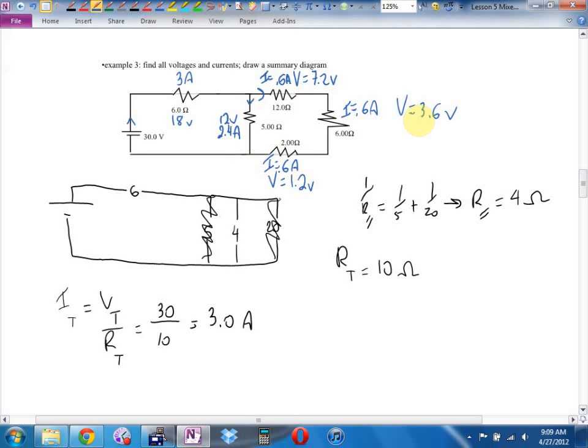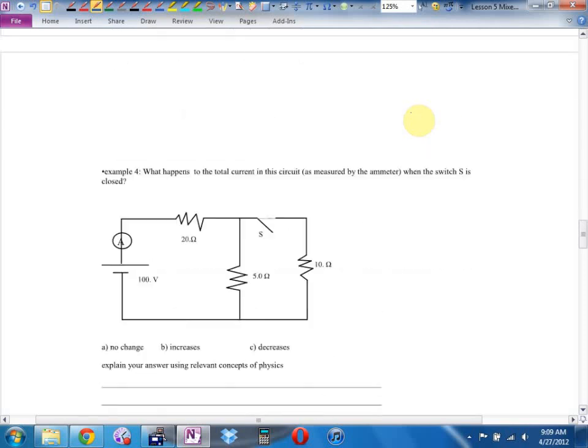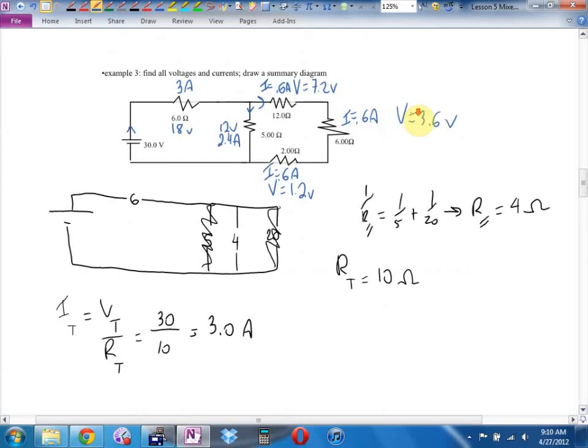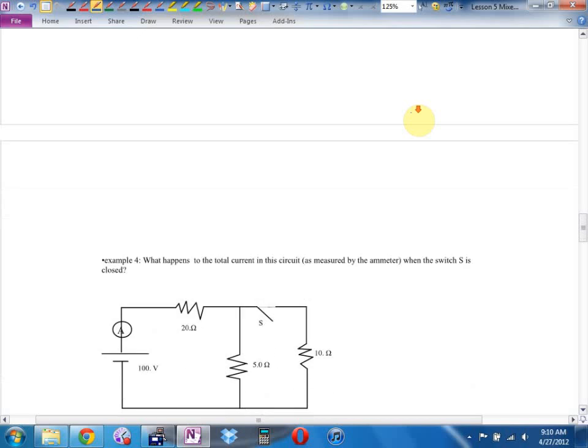Oh, good. Could I find the power as well? Yeah, I could go VI, VI, VI. I'm not going to bother on this one. Example 4. Oh, and you'll notice we did it with a fairly minimal amount of work. I left you lots of room, and you can use more if you need to.